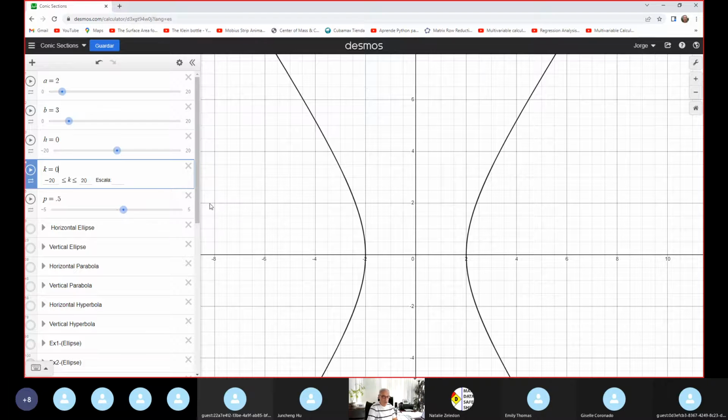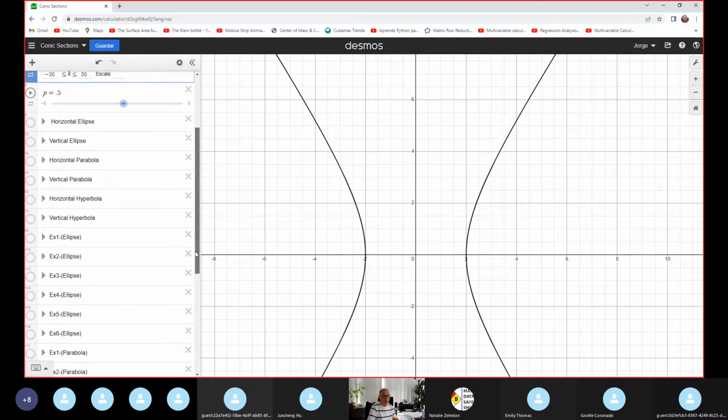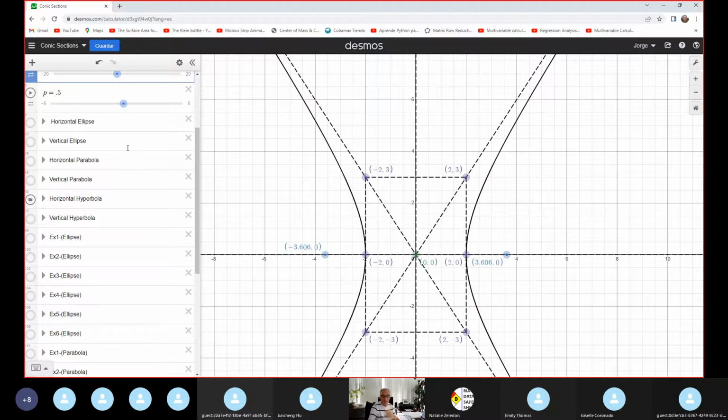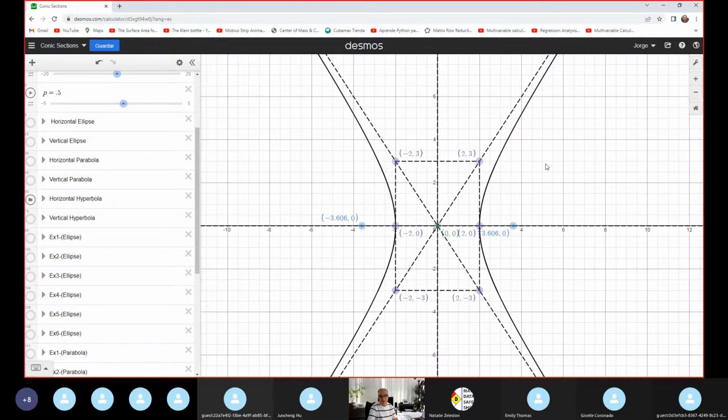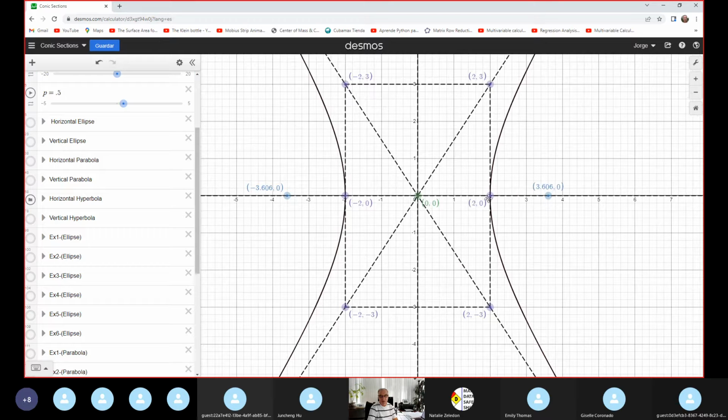And what kind? The classification is horizontal hyperbola, right? Because the transverse axis is on the x-axis. Horizontal. No, not a parabola. Hyperbola. Boom! And you see clearly now. Look, this is the center, (0,0). This is the vertex, (2,0) and (-2,0). This is the foci, (3.60 something, 0) and (-3.60 something, 0).